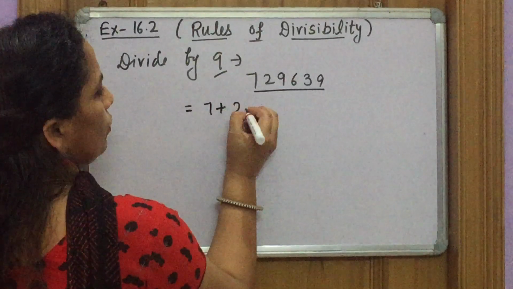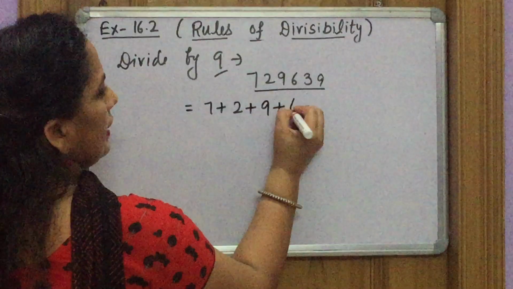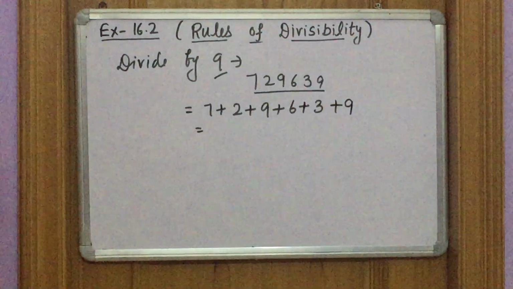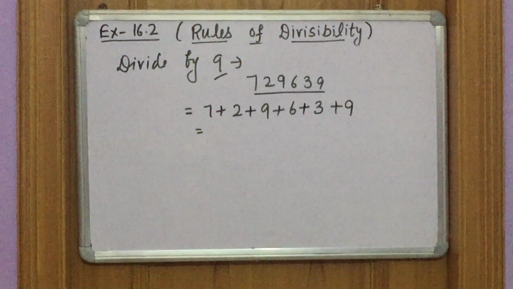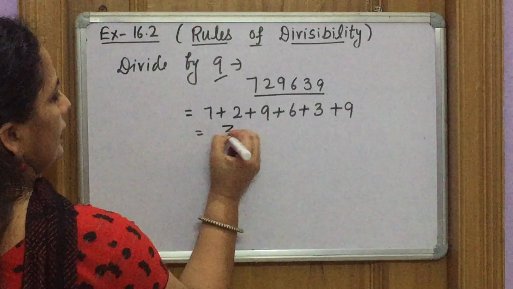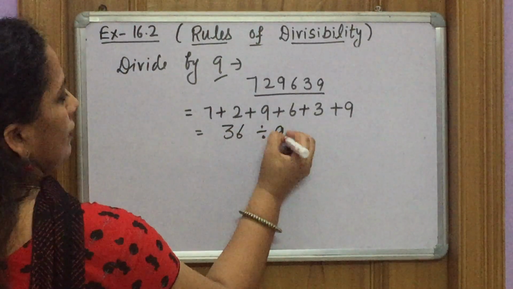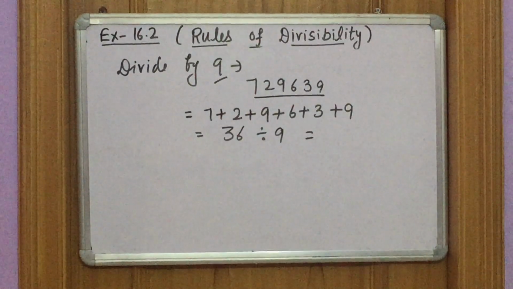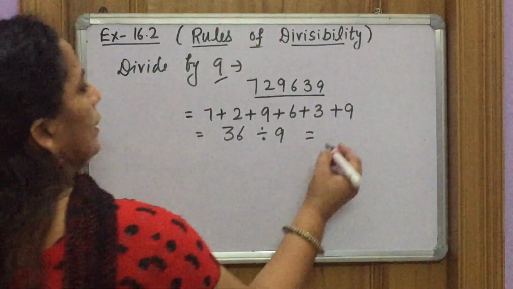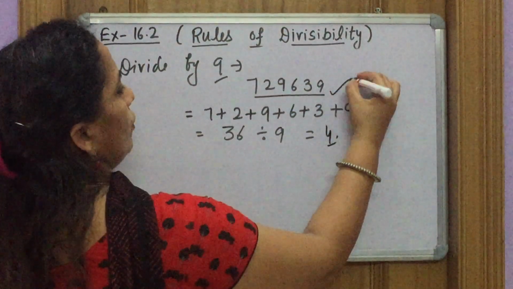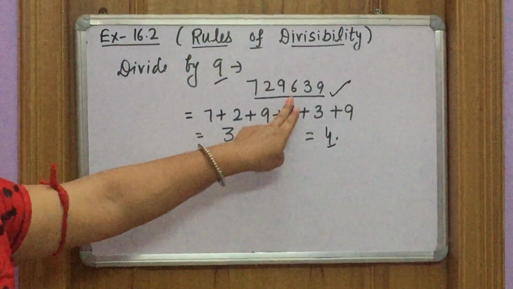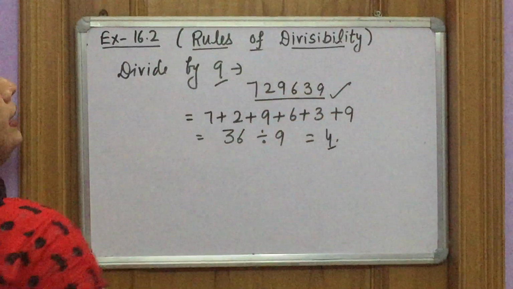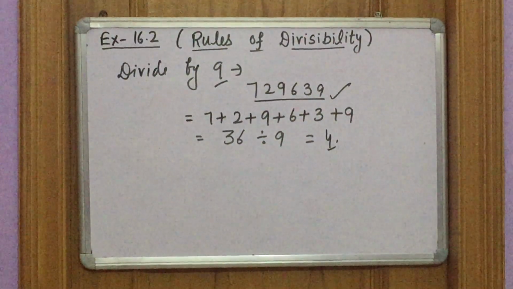7 plus 2 plus 9 plus 6 plus 3 plus 9, and sum is equal to 36, and 36 is divisible by 9. Sum of all the digits of this number is divisible by 9. So we can say that this number is definitely divisible by 9.